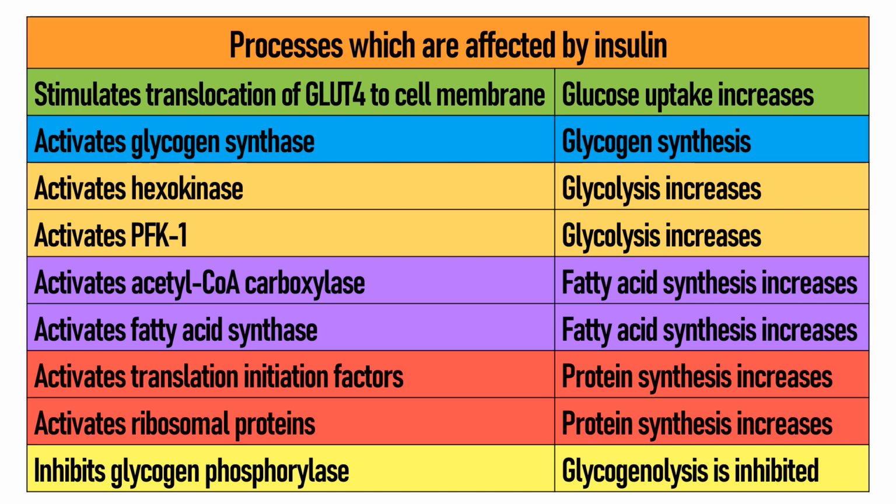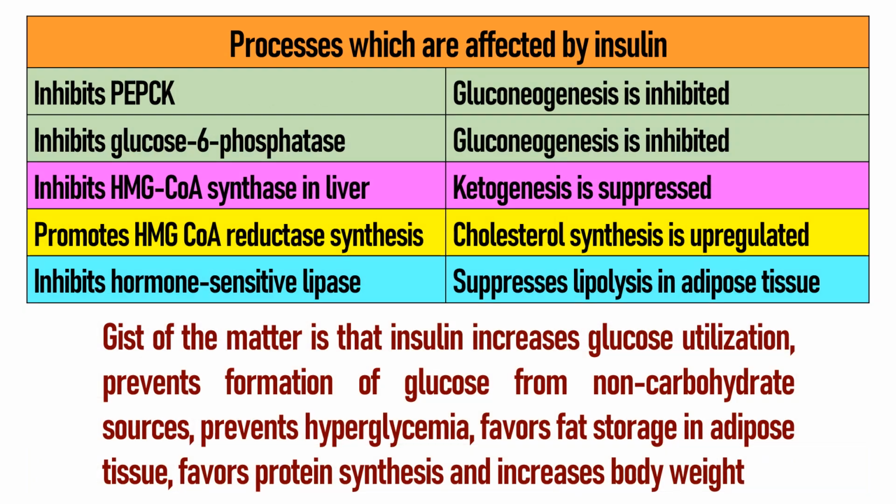Insulin activates translation initiation factors and ribosomal proteins. As a result, protein synthesis increases. Insulin inhibits glycogen phosphorylase enzyme and thereby inhibits glycogenolysis. Insulin inhibits phosphoenolpyruvate carboxykinase and glucose 6-phosphatase. As a result, gluconeogenesis is inhibited.